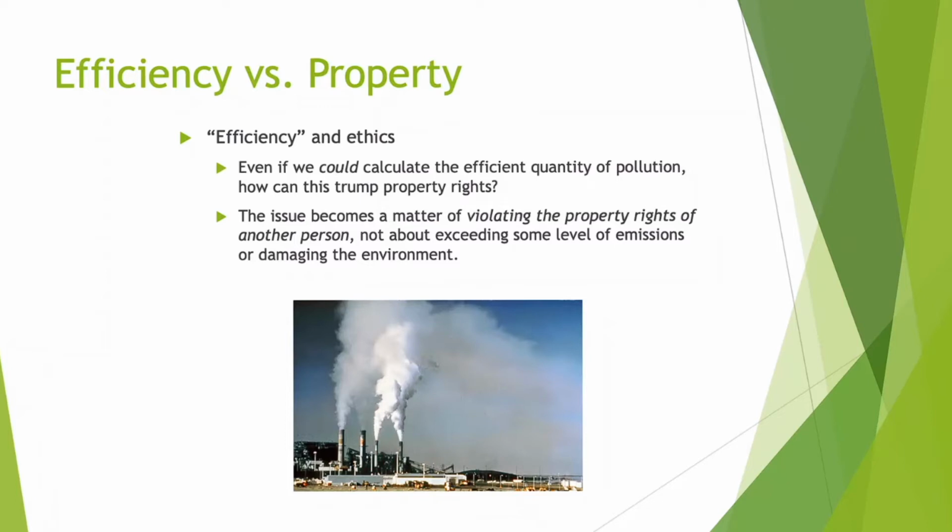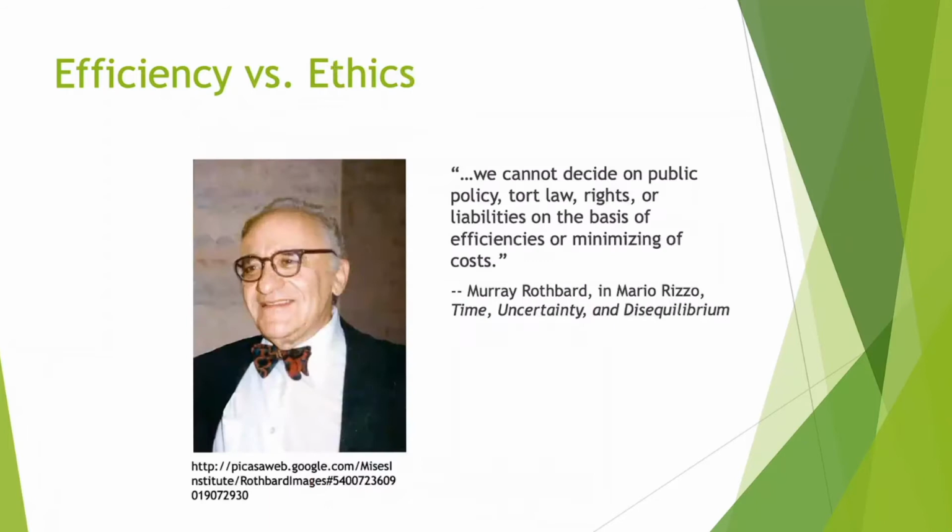So it's not really about exceeding some level of emissions or damaging the environment. It's about a rights issue. You have violated somebody's property rights. So Rothbard said we can't decide on public policy, tort law, rights, or liabilities on the basis of efficiencies or minimizing cost.